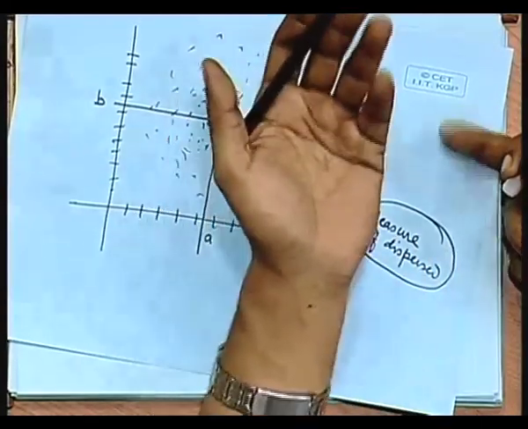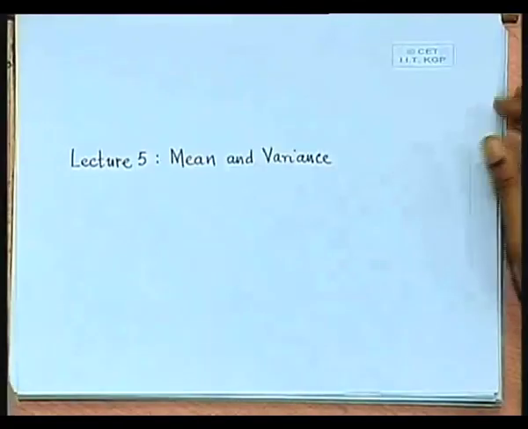This we have seen in our school statistics also. So in general, these two quantities become very important numbers to characterize a single random variable, and we are going to talk about these two things today. They are called the mean and the variance. So lecture 5 is about the mean and the variance.